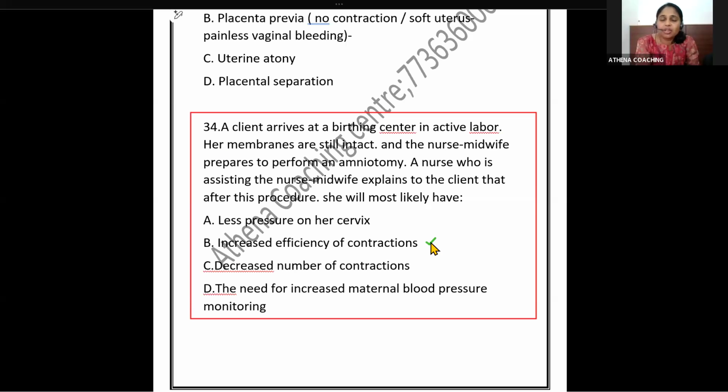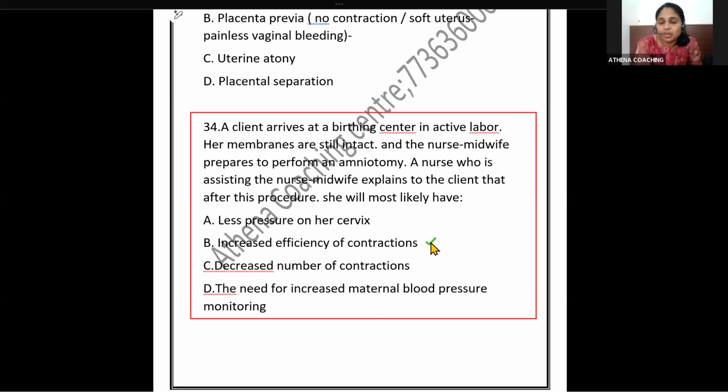So in amniotic fluid, you have to check color and consistency. Clear? Immediately after amniotomy, we have to monitor fetal heart rate. And amniotomy will increase the contractions. So as a result, when the contraction rate increases, there will be chances of an acceleration of fetal heart rate.